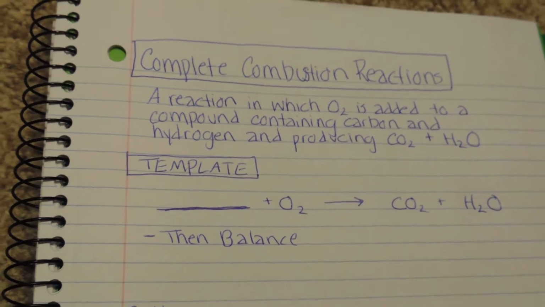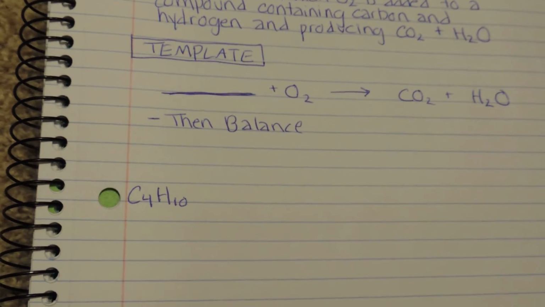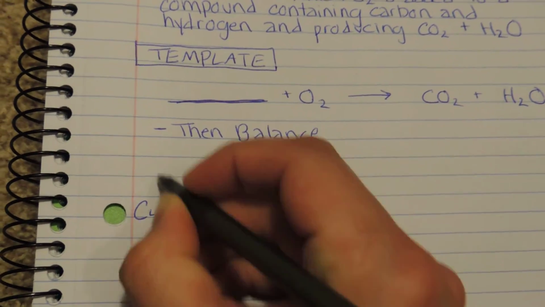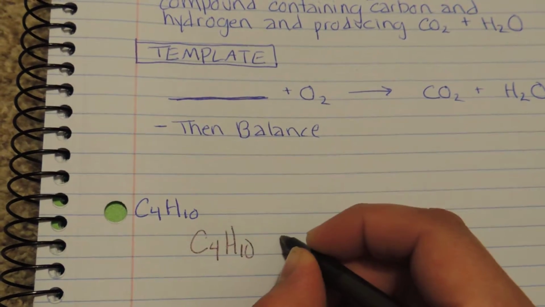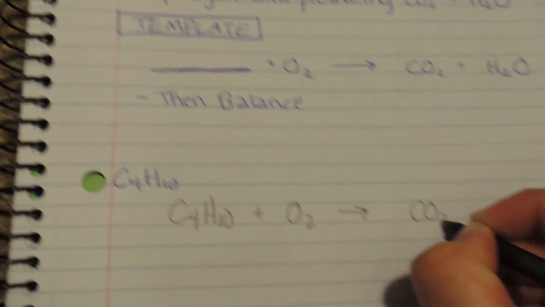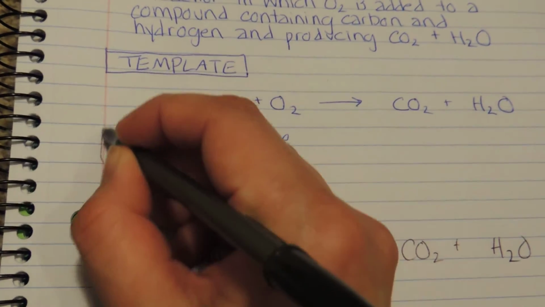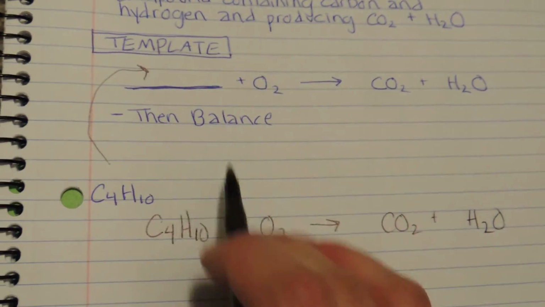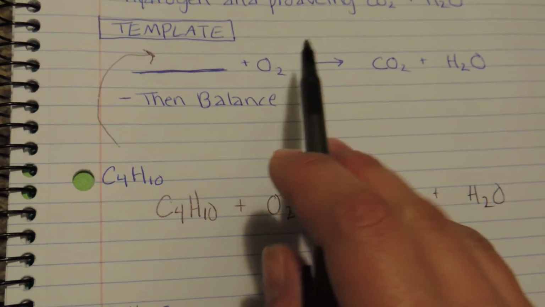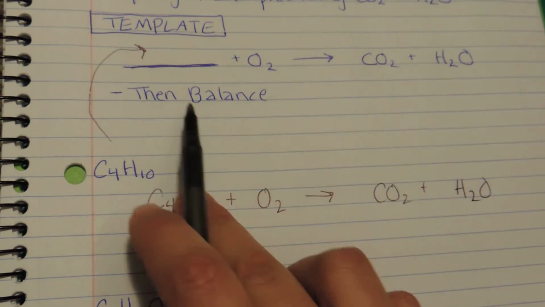So we'll look at a couple examples. For instance, if the question said, write the complete combustion of C4H10, which is butane, all I'm going to do is plug in C4H10 to my template. So I'm going to have C4H10 plus O2, so that's like burning in oxygen, makes CO2 plus H2O. So all I do is I take my compound and I stick it right here in this blank in the template. And then the rest of this stays the same. As long as it calls for a complete combustion reaction, this entire part of the equation will stay the same every time. Okay, now, then balance.